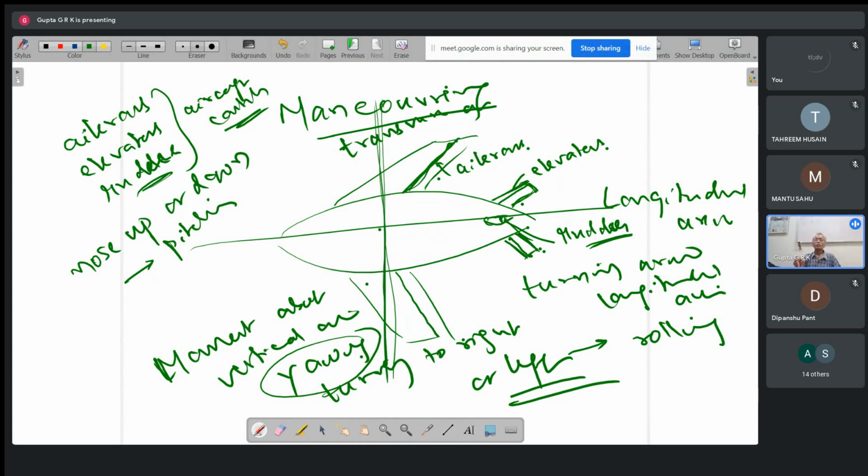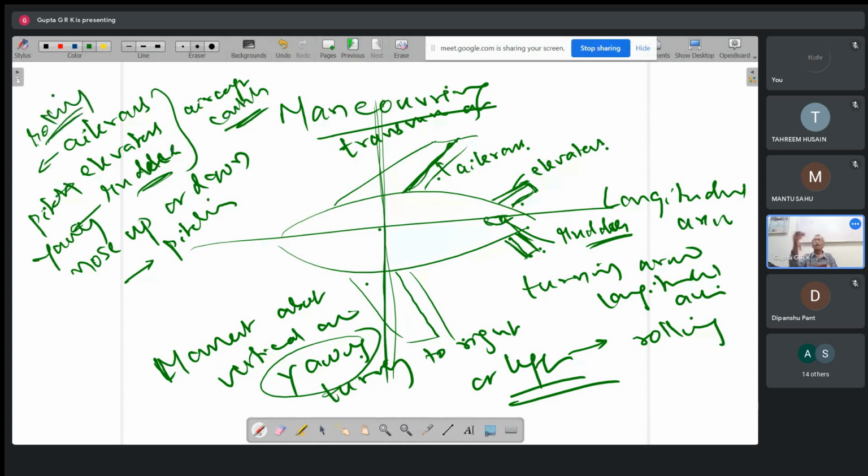So for takeoff, you take the elevator up, and for landing, you take the elevator down. That is the way the pitching action is taken. Am I clear? Yes, sir. In the same way, for rolling we move the ailerons. Elevators for pitching, rudder for yawing, and ailerons for rolling.